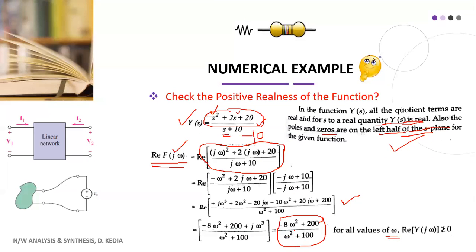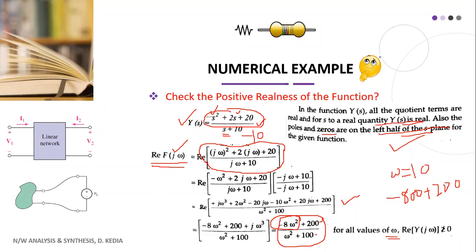Okay, so for some values of omega, it will give you positive values, the terms for which this minus 8 omega square will be less than 200. But for some values of omega, it will also give you negative values. Say, for example, say omega is 10. If your omega is 10, what you will have? 10 square, that is 100. 100 into 8, 800. So minus 800, fine, plus 200. So you can see that what has happened here, you have got minus 600 in the numerator.